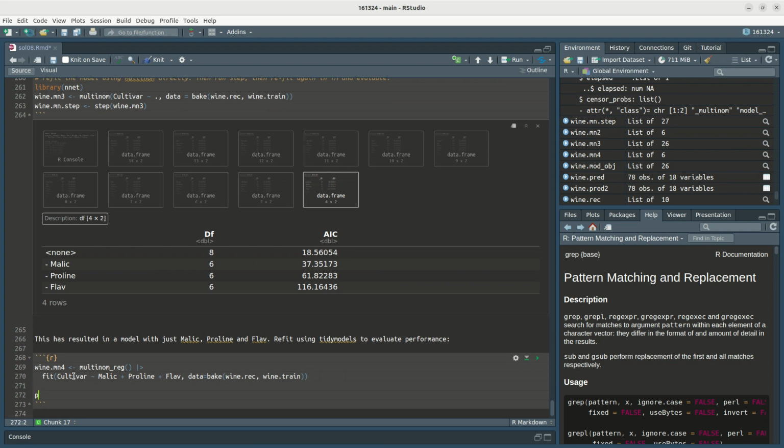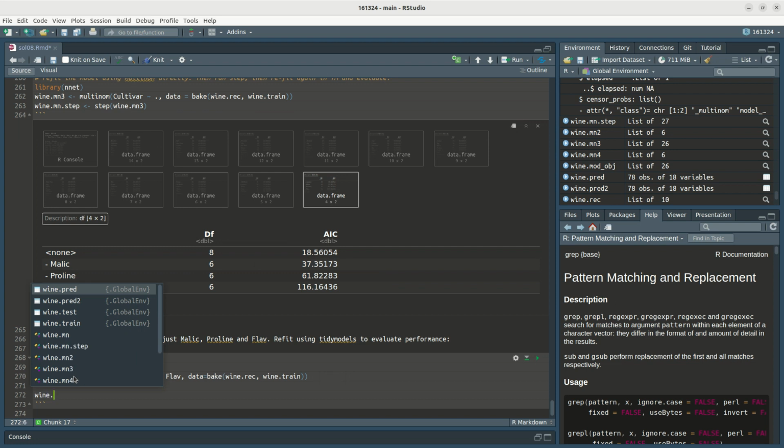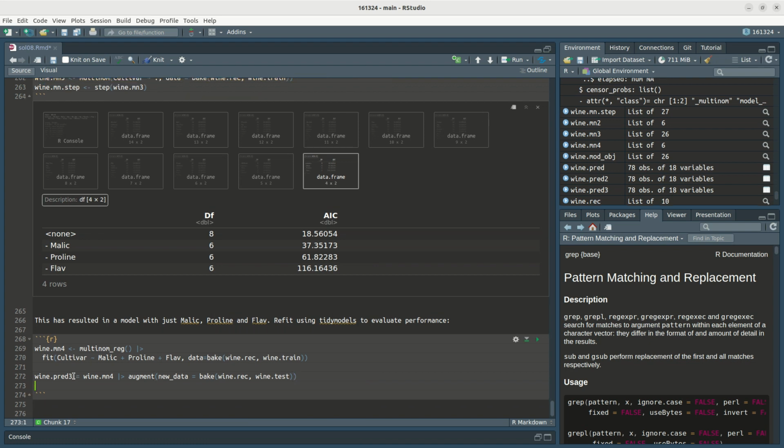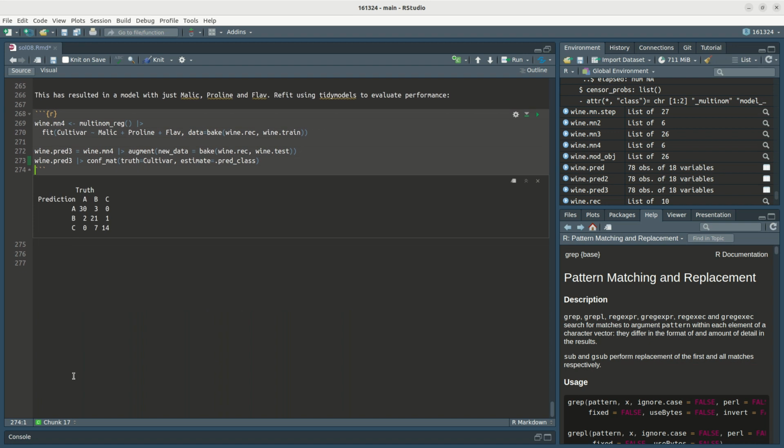Okay, and then we are going to do prediction. So this, I guess, will be our third prediction. It is going to be wine.mn4, and we're going to augment our baked test data. And then we're going to look at our confusion matrix, see how well we do. Oh, so we do quite differently indeed.